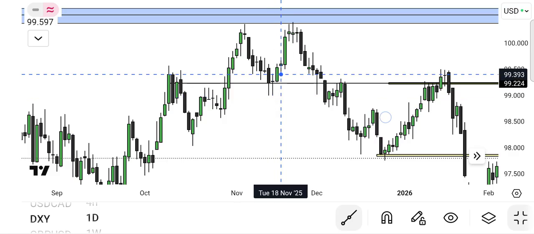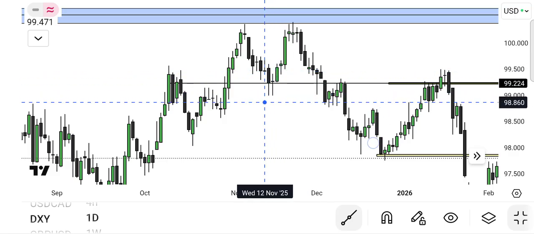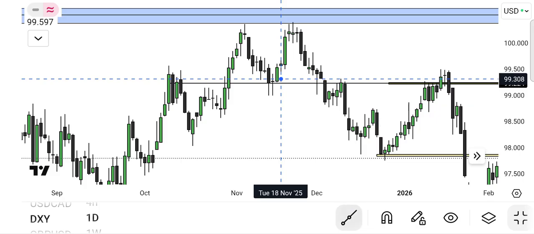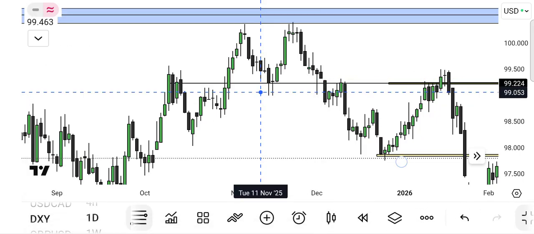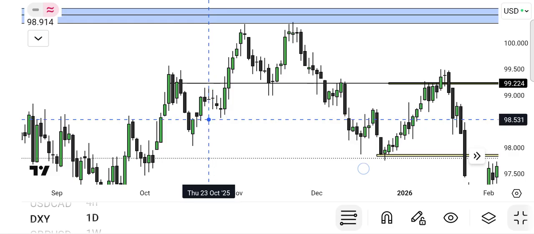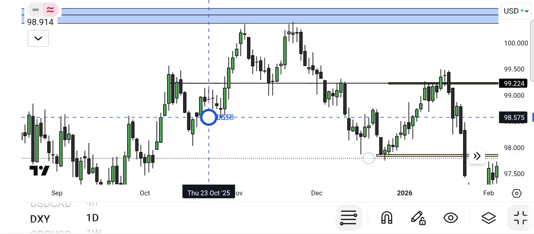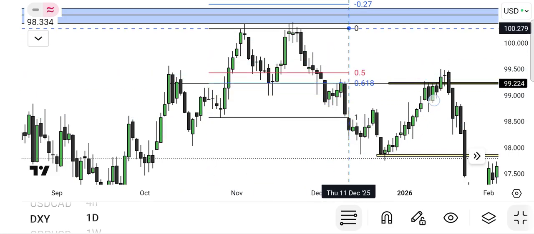Now this is how I entered my trade. I don't just enter on this, I also take it with Fibonacci. If I don't see Fibonacci intersect with that, I won't take the trade. So I mark my Fibonacci from here to this point here.